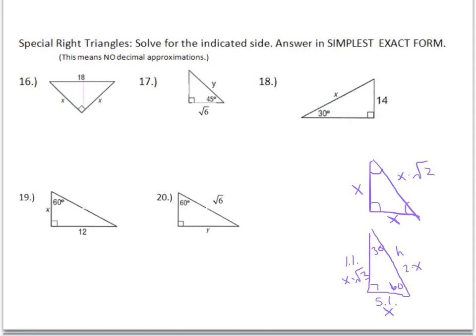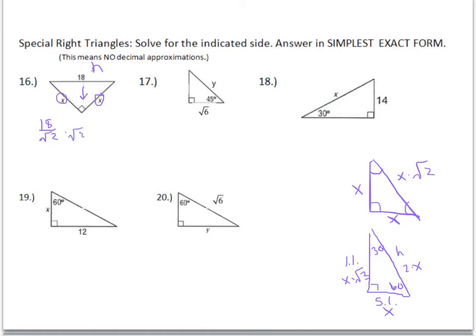Using those rules, number 16, I have a 45-45-90. I know that because the two legs are congruent, because they are given the exact same variable in the same problem. I have the hypotenuse because it's across from the 90-degree angle. So if I wanted to get either one of the legs, I would take the hypotenuse and divide it by root 2. I want exact form, which means not typing that in the calculator.